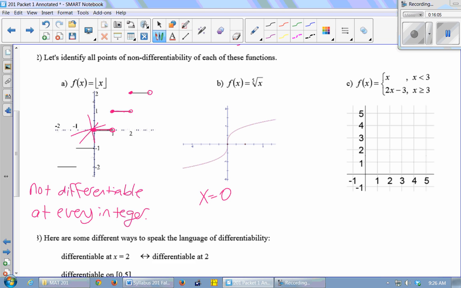Okay, here's another piecewise function. So let's remind ourselves how to do this. This is like an old skill. I'm supposed to graph the line y equals x when x is less than 3. So that would look something like that. That's the line y equals x. But I only graph that for x less than 3. I stopped when I got to 3. And then the line 2x minus 3 when x is bigger than or equal to 3.